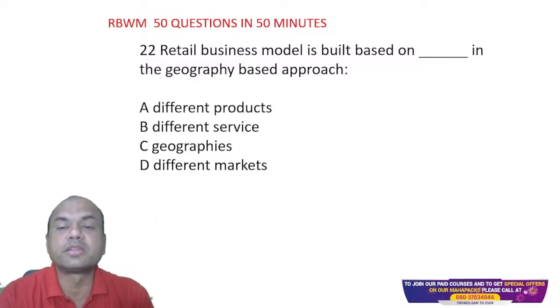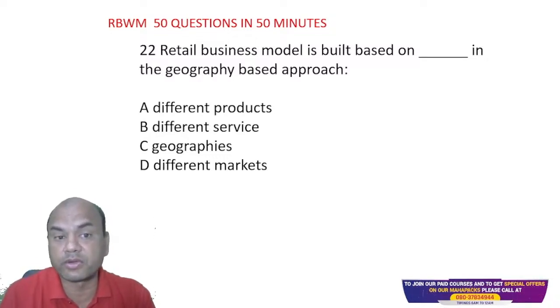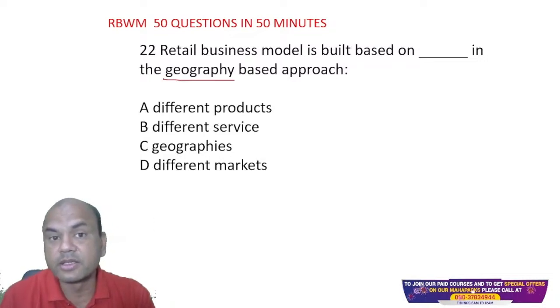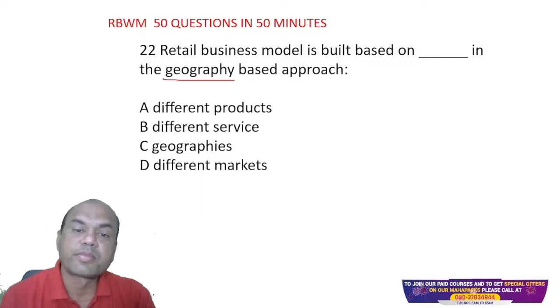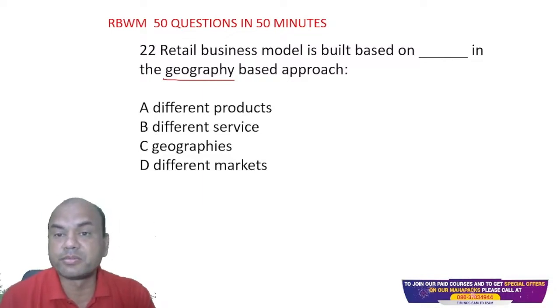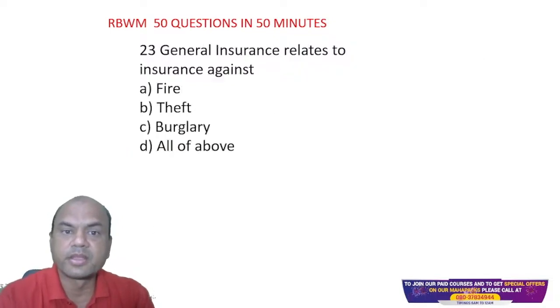Retail business model is built based on dash in geography based approach. Again, check the question and you will get the answer. Different products, different services, geographies and different markets. What is the answer? Geography based approach is based on dash. What is this dash? Different products, services, geographies or different markets. It is geographies.